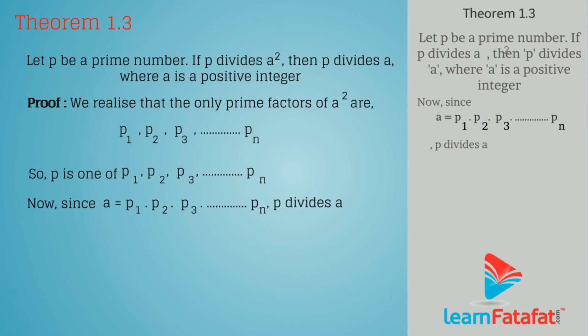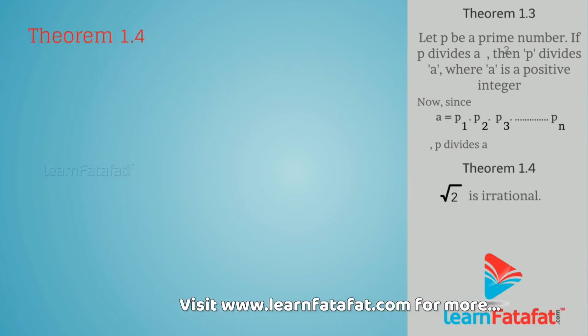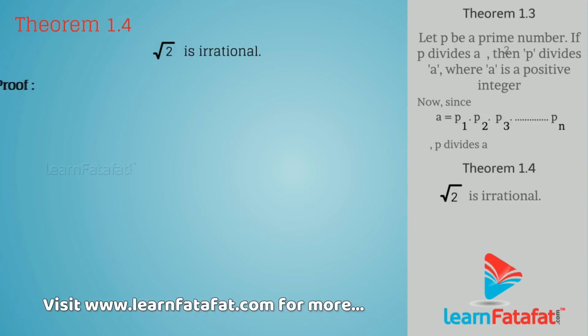Now, since a is equal to p1 into p2 into p3 till pn, that is, p divides a, hence the theorem is proved. Theorem 1.4. Root 2 is irrational.